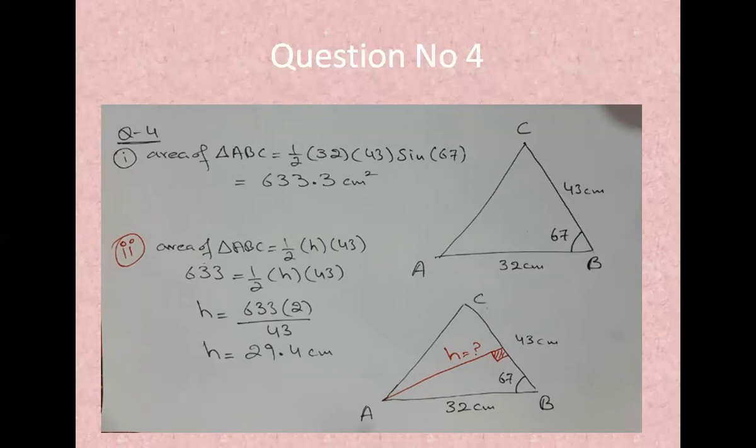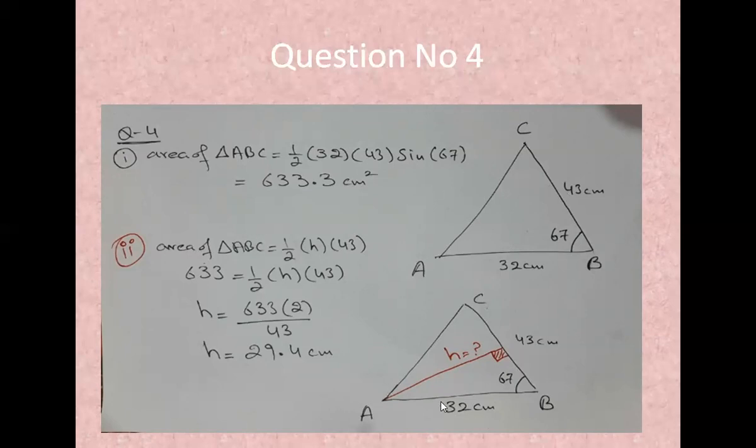The area of the triangle ABC will be equal to 1 divided by 2 into 43 into 32. So sorry, 1 by 2 into 32 into 43 into sine 67, and that will be 633.3 centimeters square. So you see, I found the area of this triangle. Then the second part of the question, he says, hence, find the perpendicular distance from A to BC.